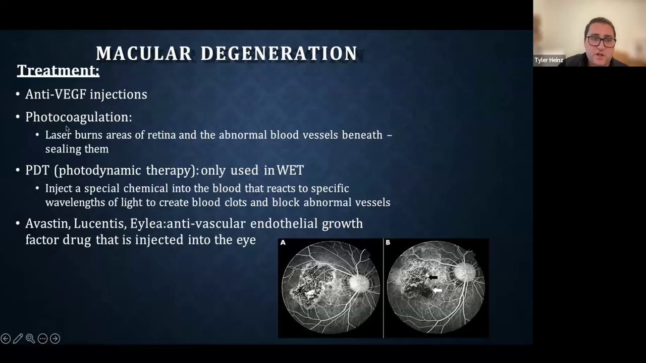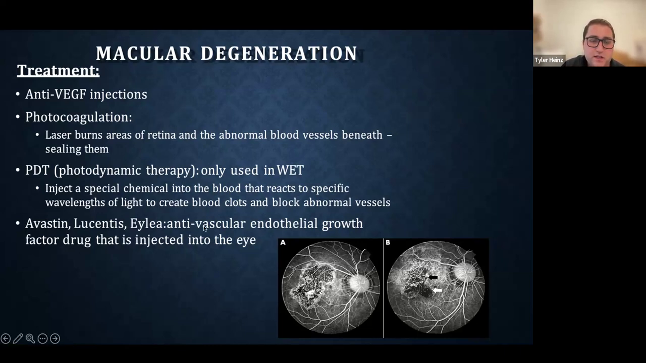We could do photocoagulation. Again, that's the laser. It burns the areas of the retinas and the blood vessels beneath, but it does leave scarring and of course, blind spots. PDT, this is used only in wet, injecting a small chemical into the blood that reacts to specific wavelengths of light, creating blood clots and blocking the abnormal blood vessels. So you use this little chemical and then the certain laser going through the eye, and they'll react at the back of the eye, causing little blood clots and starting to stop that leakage of the blood in the back of the eye.